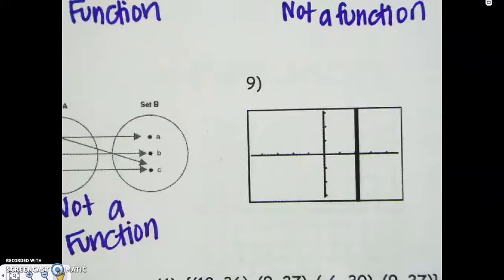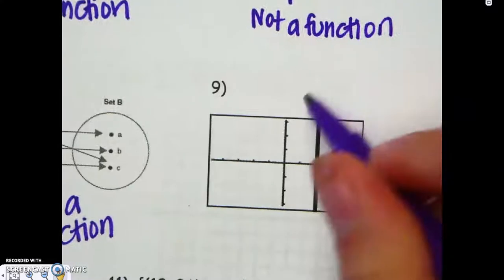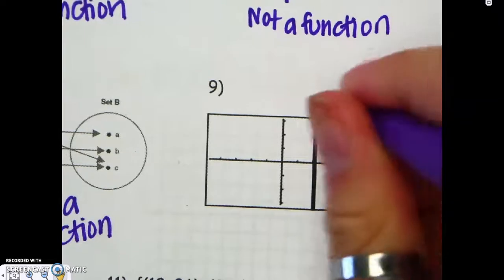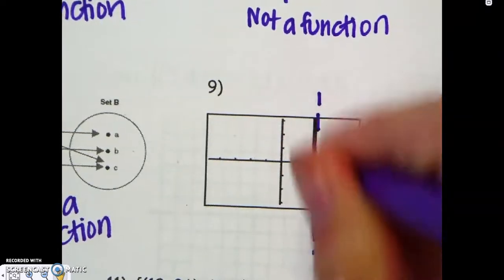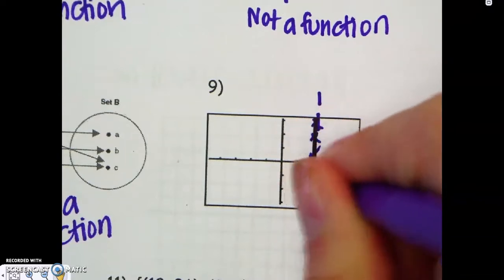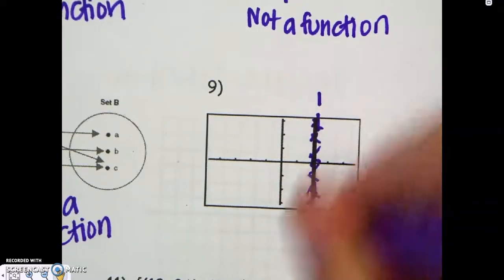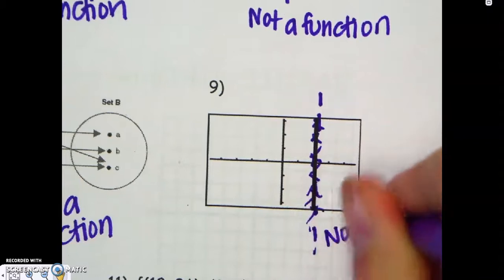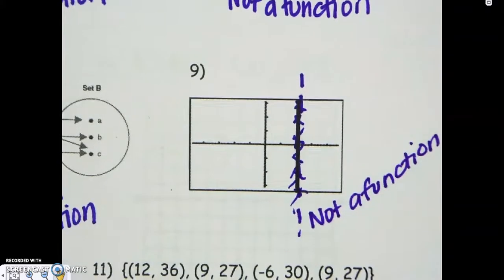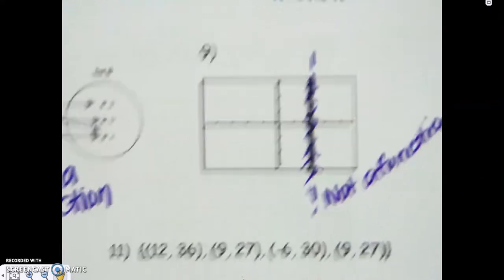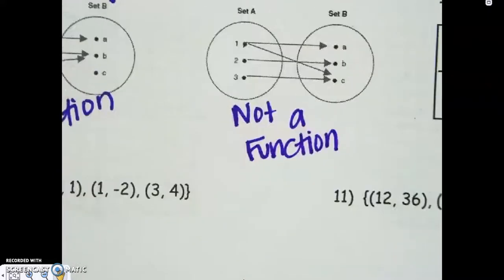And finally, if I look at this graph, this is a special graph. This vertical line is right here. If I do the vertical line test on this graph, if you look, this vertical line passes this line all the time. So this is not a function because it passes that vertical line an infinite amount of times.